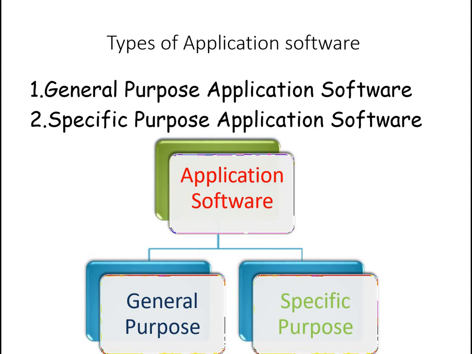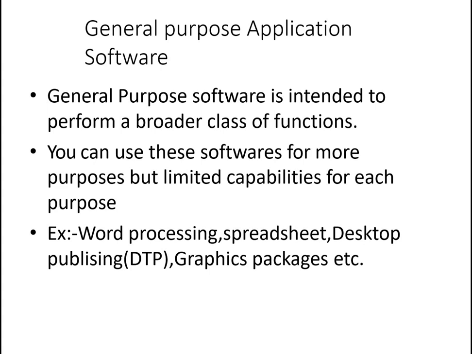Now we will see what are the general types of application software. So there are two main classifications of application software. Those are general purpose application software and specific purpose application software. So general purpose, as we all know, generally whatever things are to be done, all those things will be done using a general purpose application software. So it is intended to perform a broader class of functions. Other than performing a specific function, it performs a broader class of functions, and you can use this software for more purposes but with limited capabilities for each purpose.